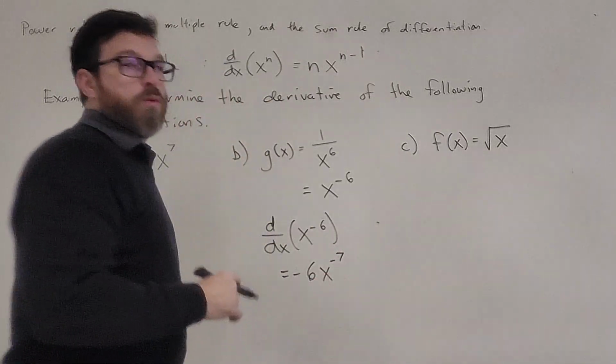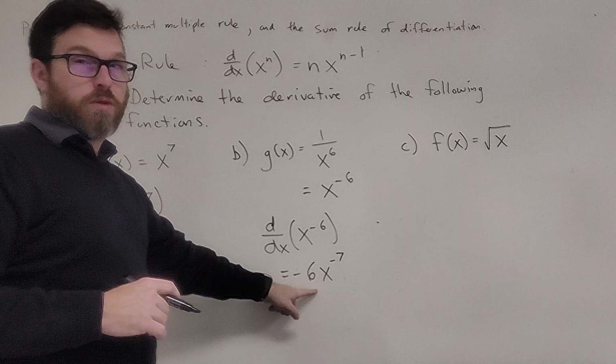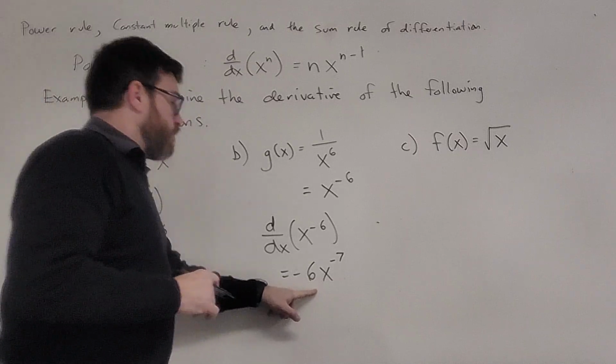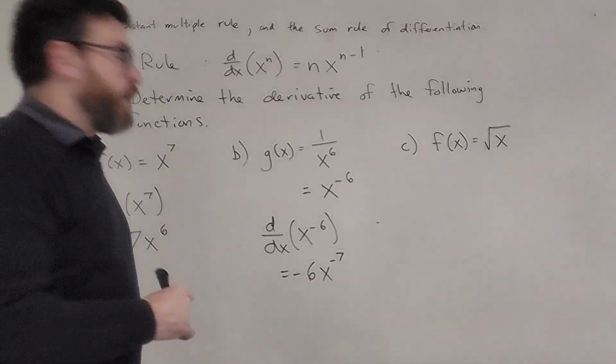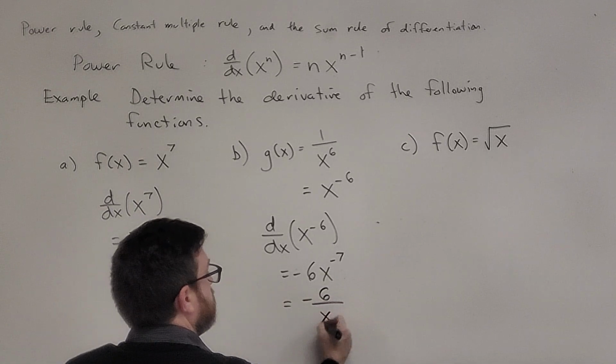Now most books want you to rewrite it back in the family where it came from, this being rational, so let's rewrite this as a rational expression. So this will be equal to negative 6 over x to the 7th.